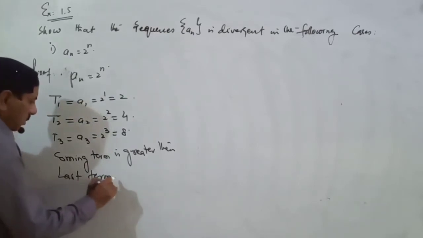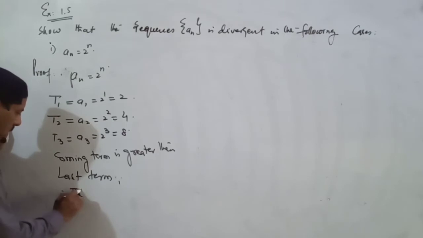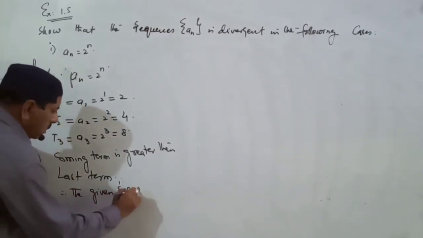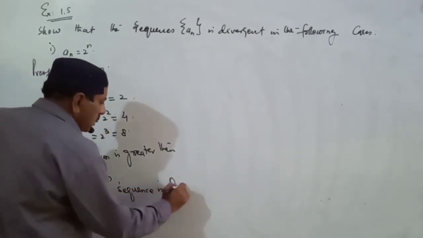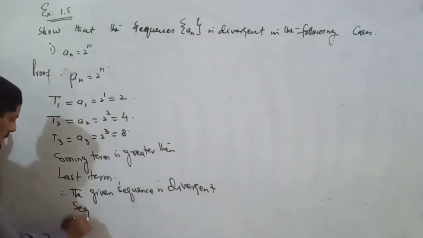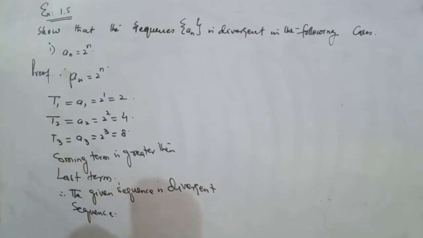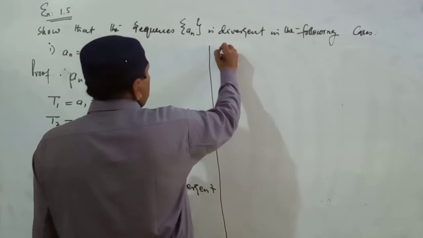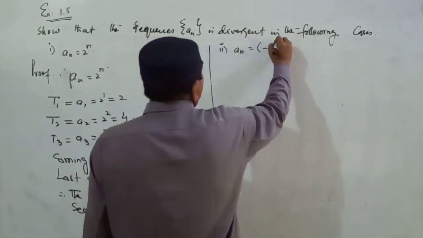Therefore, the given sequence is divergent. Given sequence is divergent sequence. Number 2 is an is equal to minus 3 power n minus 1.